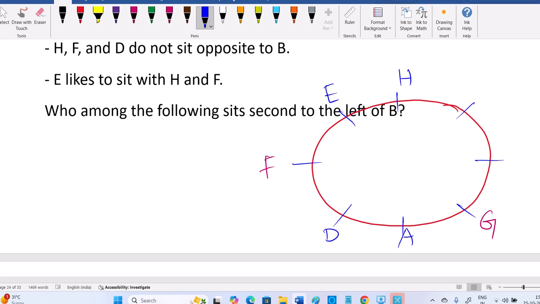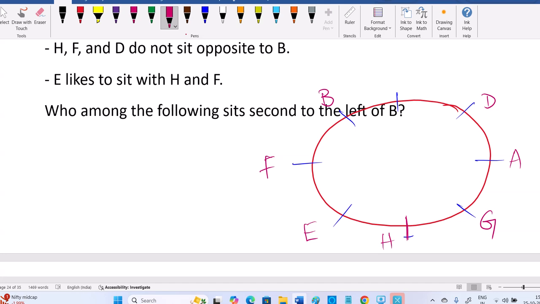What I wrote in blue color is the trial and error case. Now I can put D A on that side, G on this right side, A, okay, I'll put that. Then I can put E and H here. A likes to sit with D and G. Now H, F, and D cannot sit opposite to B. B should be in this slot. H opposite B is not there, D opposite B is not there, F opposite B is not there.